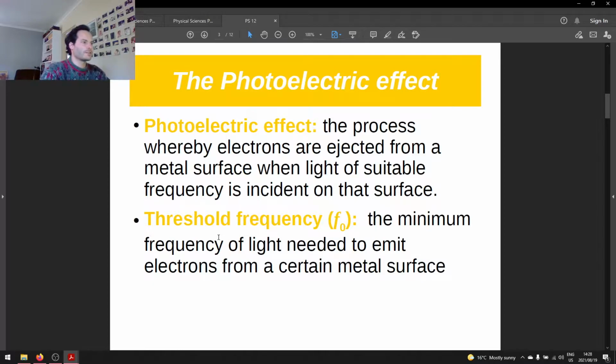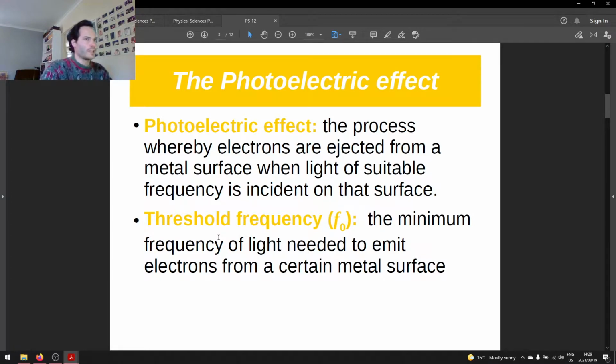What is the photoelectric effect? We can see it's the process whereby electrons are ejected from a metal surface when light of suitable frequency is incident on that surface. So if a photon, remember a photon is a packet of light energy, has enough energy and it strikes a metal surface, then electrons from that metal surface are released. This only happens if the photon has sufficient energy, and the energy of a photon depends on its frequency. We can see there the threshold frequency, that's the minimum frequency of light needed to emit electrons from a certain metal surface.